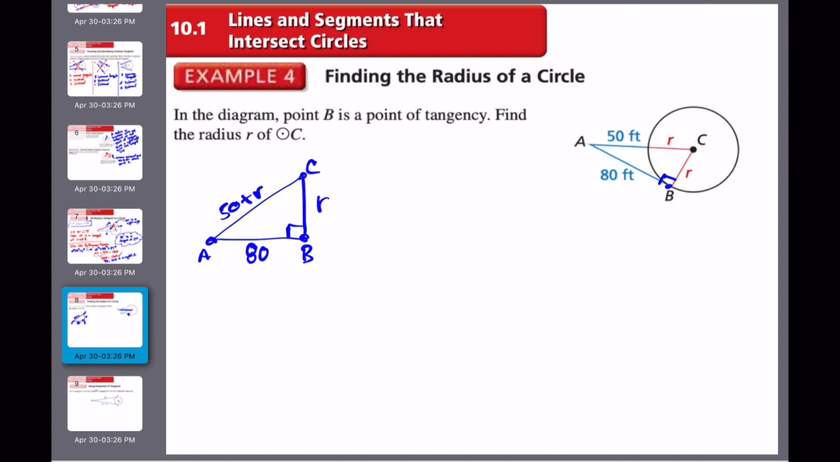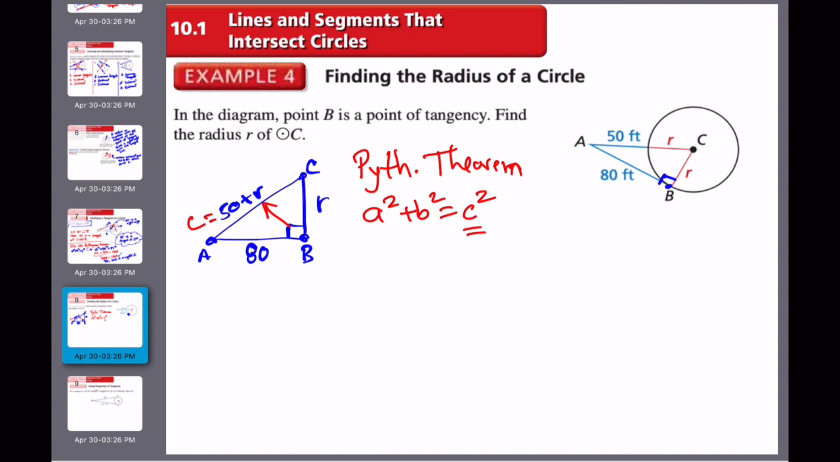So once we take all of that, we say, great, I've got all of my sides. I'm ready to do my math. It is a right triangle. Pythagorean theorem is what we're going to use. A squared plus B squared equals C squared. We have to get the C squared right. That is the hypotenuse across from the right angle. So C is equal to 50 plus R. That means that we can make the other two A and B, doesn't matter which order. So we have R squared plus 80 squared equals parentheses 50 plus R squared.